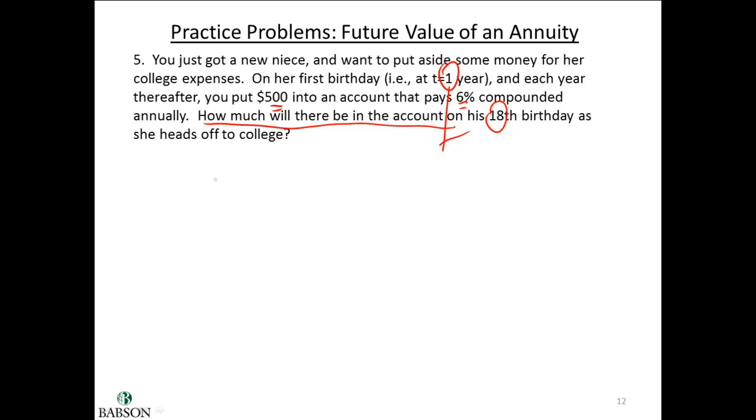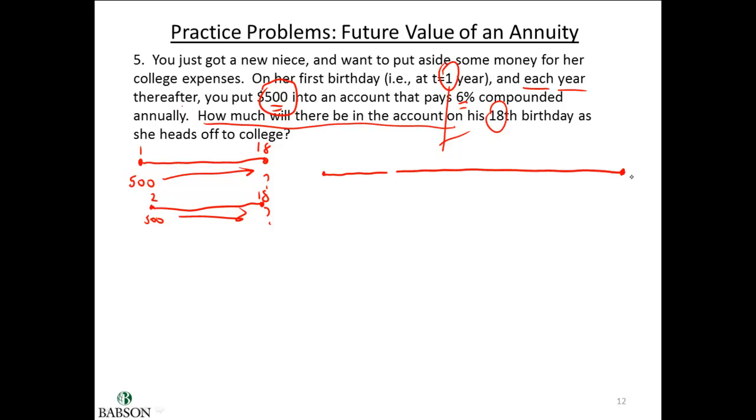Okay, so let's draw the timeline for this one. You can see what creates the annuity here is the $500 being put in each year. Now, one thing that we could do is create a bunch of separate future value of a lump sum problems and say, okay, the first $500 that you put in year 1, what's that going to be worth in year 18? Then you have another one that you put in year 2 and could find out what that's worth in year 18, and so on. That's a lot of different future value problems. So instead, our calculator and Excel and the future value of an annuity formula help us. So in this case, starting in year 1, we're setting aside $500 each year.